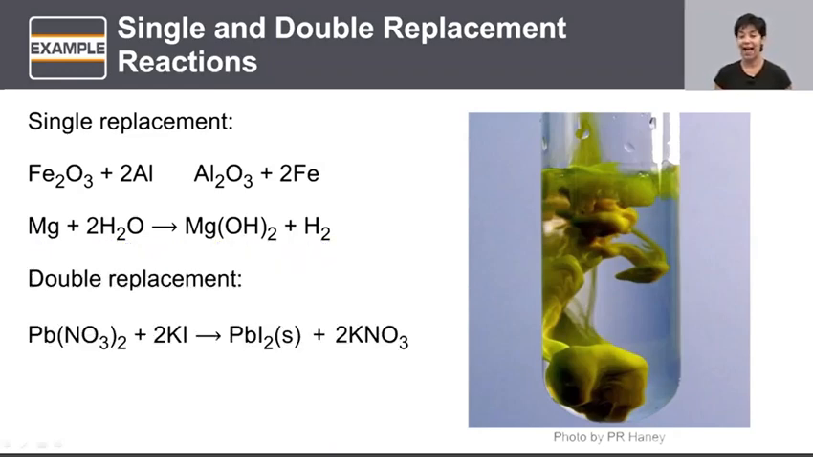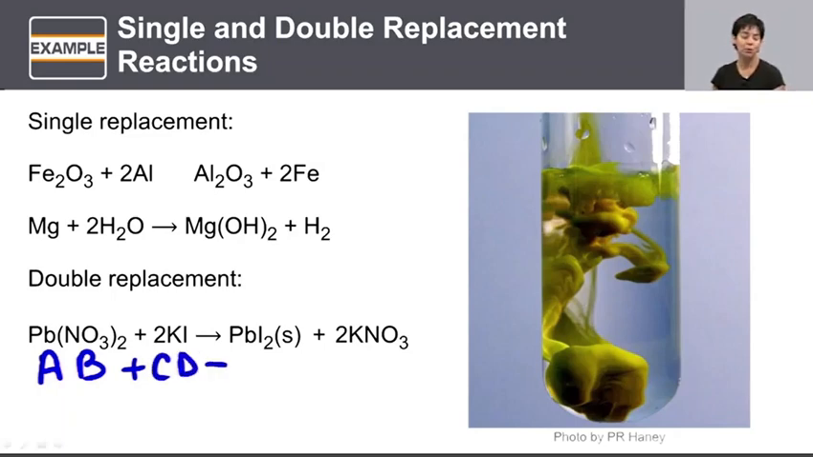Let's look at double replacement. Remember we said that that's where the ions switch over. Let's see how that works. Here I have a lead nitrate, so I have an A, B, and a potassium iodide, C, D.